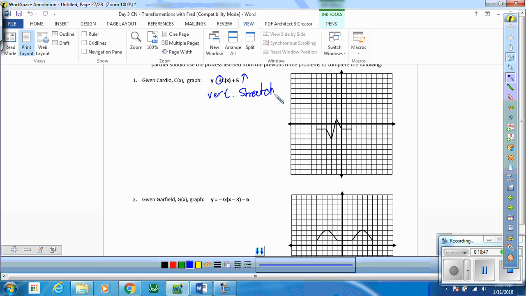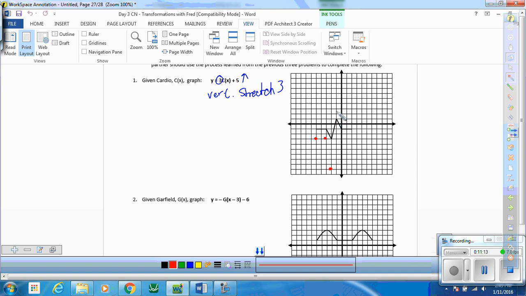And it is stretching by 3. So I'm going to do my vertical stretch first, and then I'm going to move it up 5. So when I look on here, this one's 1 away. 1 times 3 is 3. This one's 1 away. 1 times 3 is 3. This one's 3 away. 3 times 3 is 9.